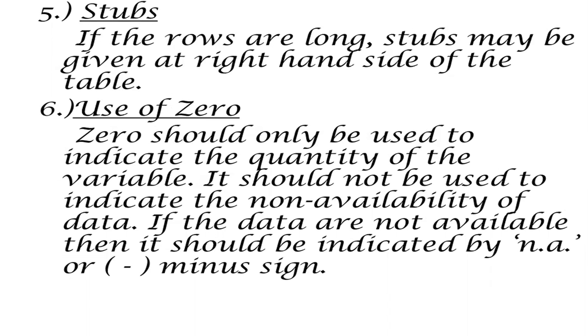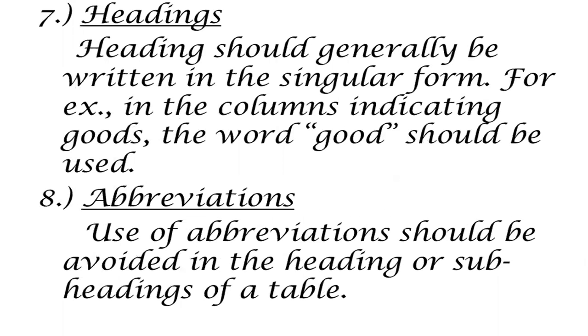Use of zero. Zero should only be used to indicate the quantity of the variable. It should not be used to indicate the non-availability of the data. If the data are not available, then it should be indicated by NA or the minus sign. You can indicate that there.